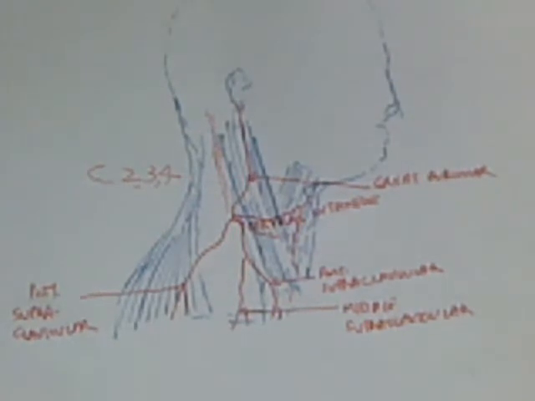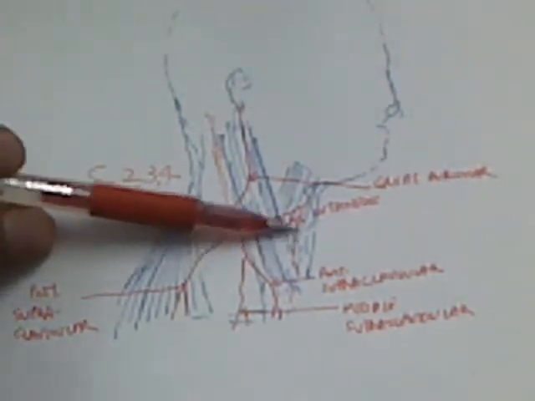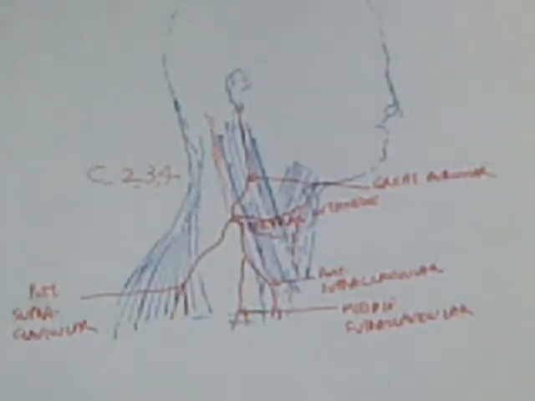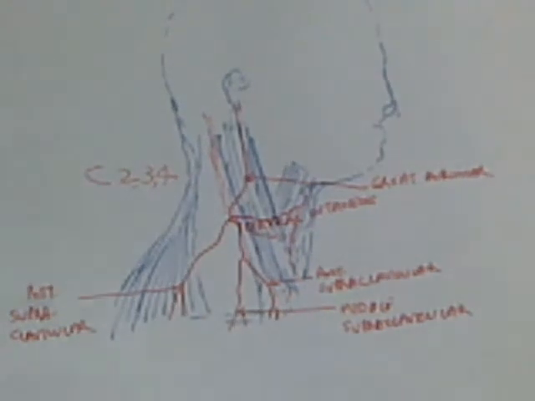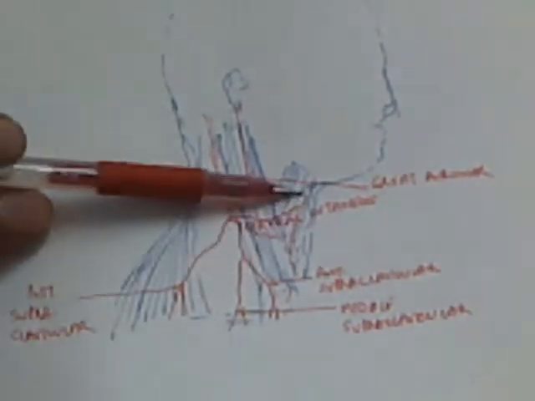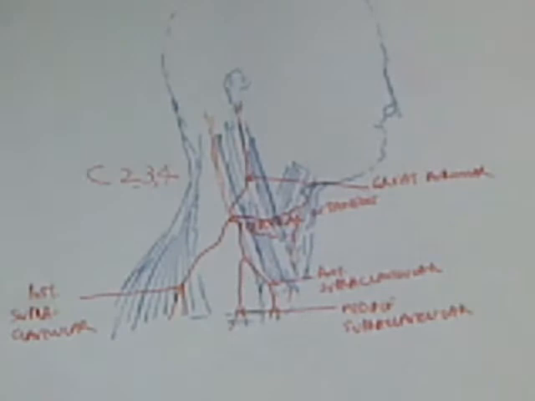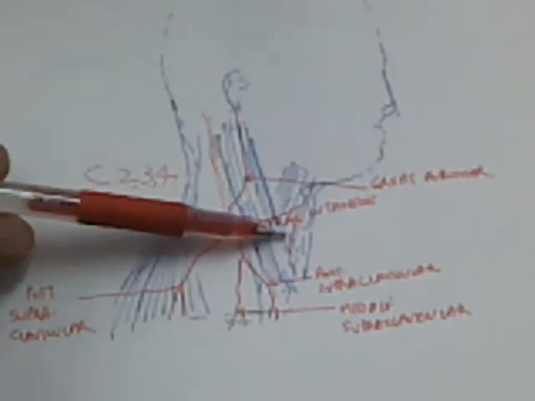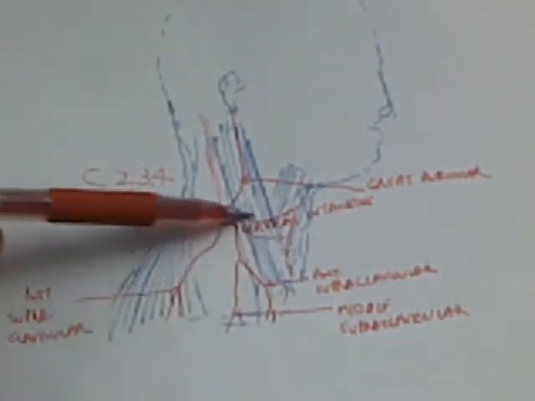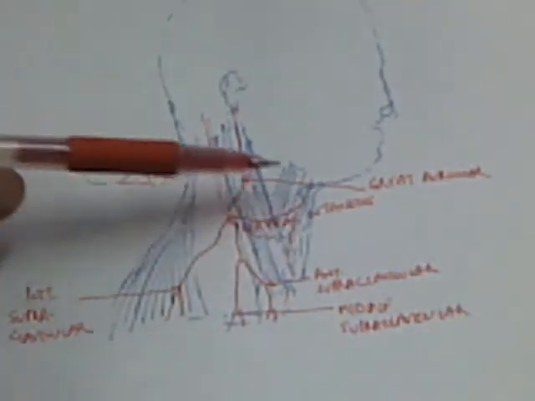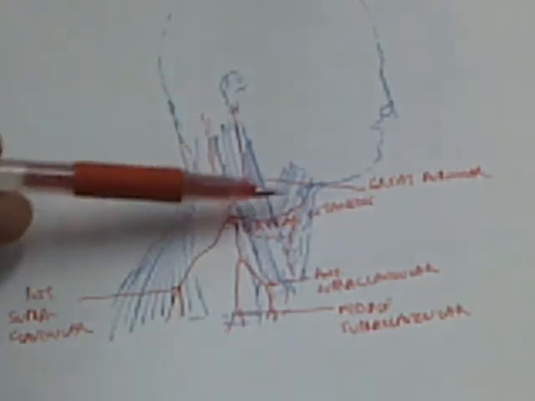Now coming first to the anterior cutaneous. This arises from the second and third cervical nerves, and it divides into an ascending branch and a descending branch. The ascending branch is distributed to the cranial, ventral and lateral parts of the neck.